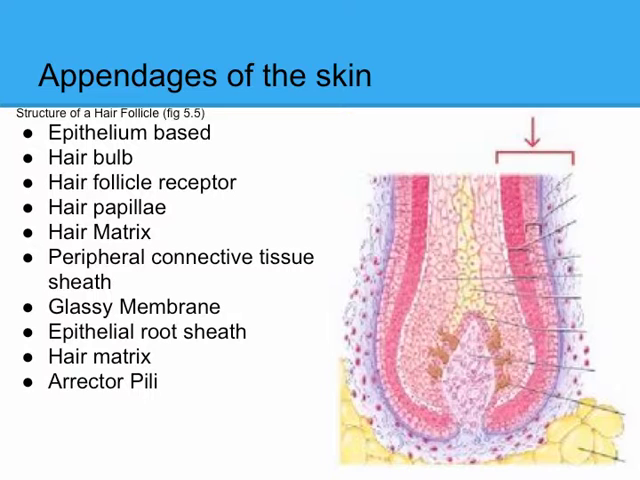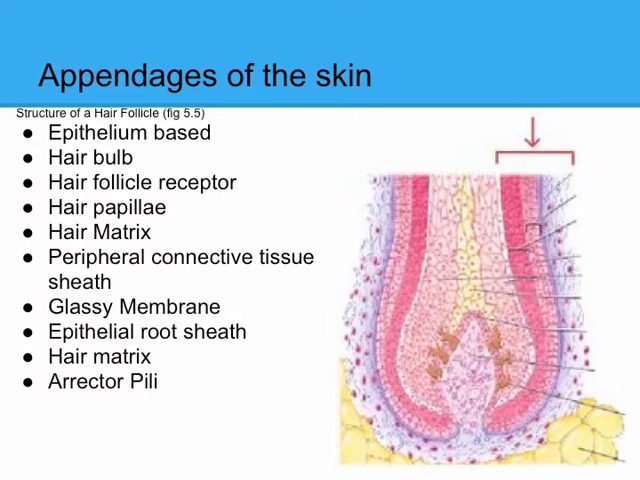Okay, the bottom of the follicle swells in what's called a hair bulb, and that's going to contain the root of the hair. And wrapped around the hair bulb will be the hair follicle receptor, which is a free nerve ending that corkscrews around the bulb and detects movement in the hair. So if a bug lands on your hair or the wind blows on your hair, you feel it, you notice it.